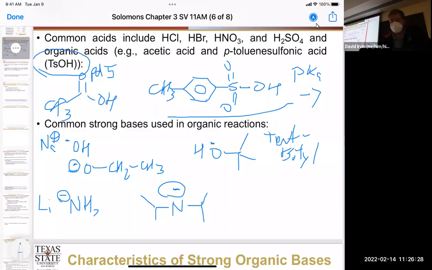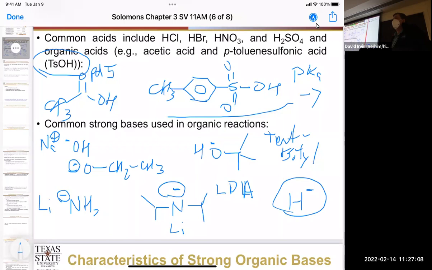We'll use it more next semester, but it's called LDA, which has a lithium as a counterion, and then it's diisopropylamine. So it's LDA, and that's a very strong nitrogen base. Nitrogen bases are stronger than oxygen bases, which means the nitrogens, when we look at our table, were weaker acids than the oxygens. Okay, and the last one I want to talk about here is this one, hydrogen with a negative charge.